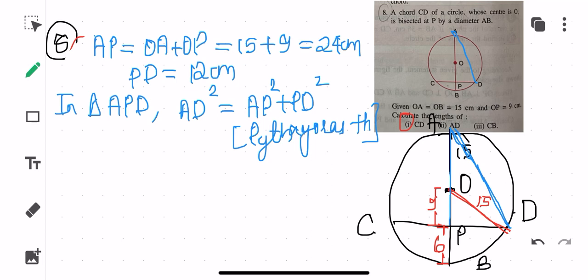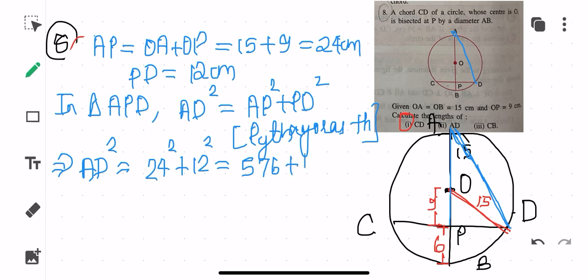Next, what you will be writing, children? So this implies AD square will be equal to... how much is AP, children? AP we have calculated as 24. So 24 square plus 12 square. How much is 24 square, children? Is it equal to 576? Yes. Plus 12 square is equal to 144. So when you add them up, this is going to be equal to 720. Okay, so this implies AD will be equal to root over of 720.